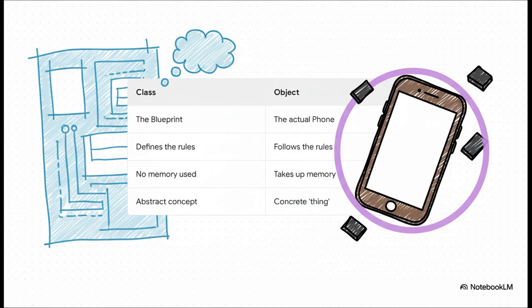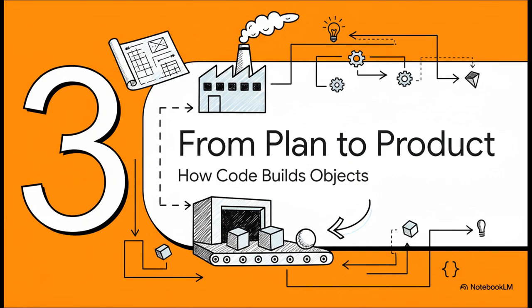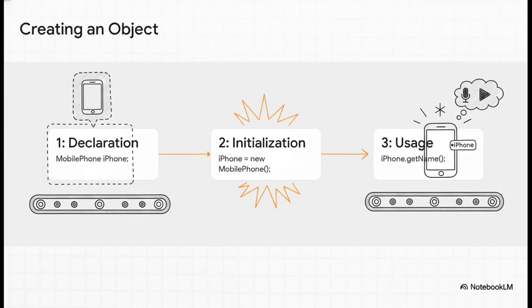It's the idea versus the reality. Simple as that. All right, so how do we actually tell the computer to build one of these objects using our class blueprint? Well, it's actually just a few simple steps in the code. You can think of it like sending instructions down to the factory floor. So here's what it looks like.